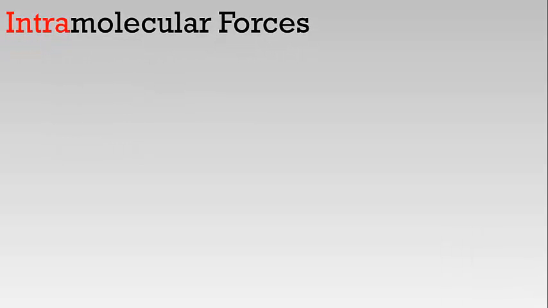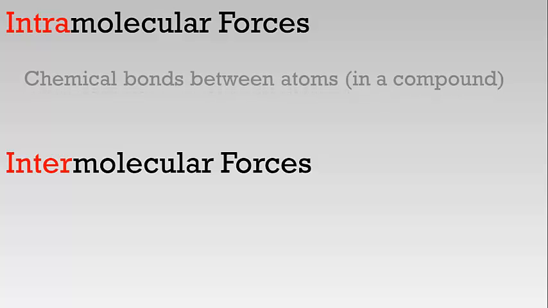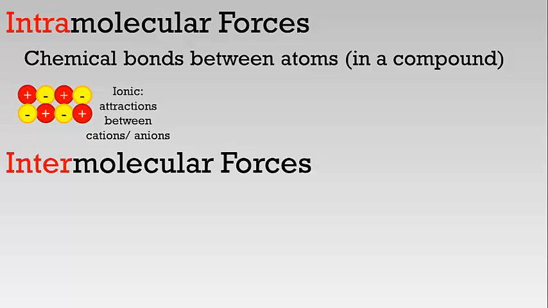So there are two main types of attractions. We have intramolecular forces and intermolecular forces. So intra means within. So these are going to be the attractive forces that are the chemical bonds between atoms within a compound. So intramolecular forces refers to ionic bonding, where we have attractions between cations and anions that have formed due to the transfer of electrons.